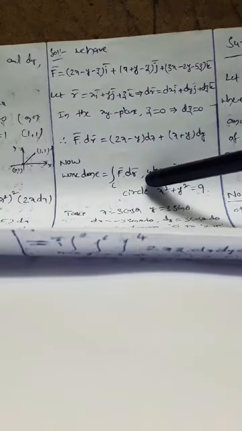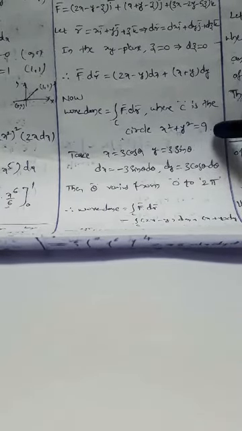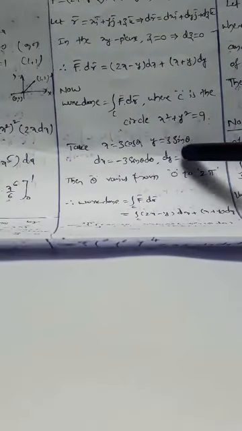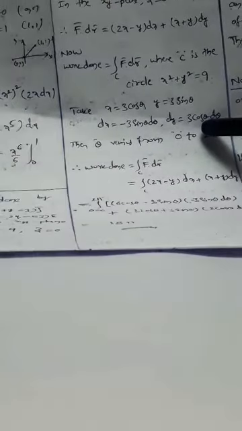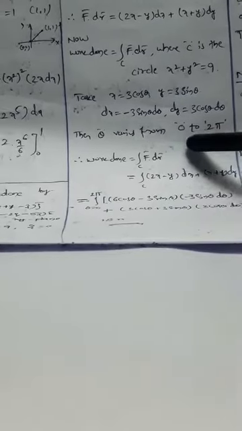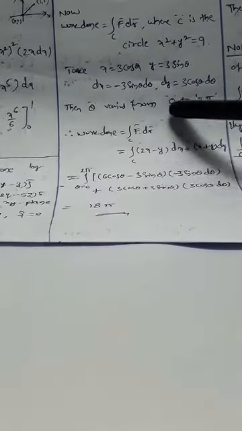Now the curve integral F·dr with respect to the circle x² + y² = 9. Here we introduce polar coordinates: x = r cos θ, y = r sin θ. This is in the form x² + y² = r², where r = 3. So x = 3 cos θ, y = 3 sin θ. Then dx, dy by differentiation, so now it becomes an integral with respect to θ. θ varies from 0 to 2π, that is 0 to 360 degrees.